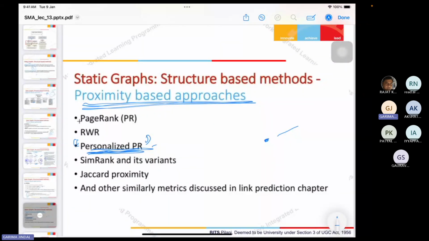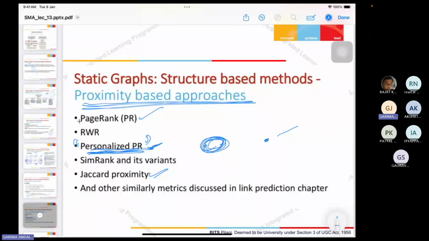In the PageRank algorithm, we have something called random walks. But in personalized PageRank, in the random walk, we can visit one node again and again. Using that, you try to calculate the proximity of the node to other nodes. We have covered the PageRank algorithm, if you remember, in your topic of link prediction.